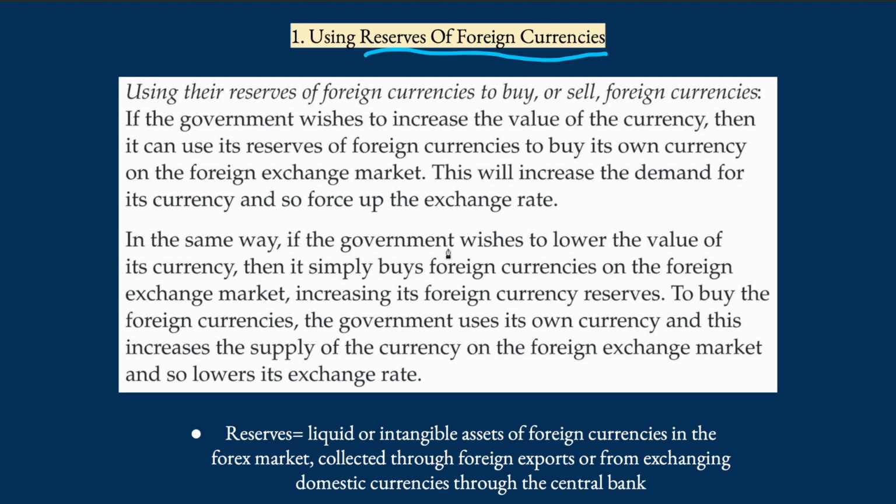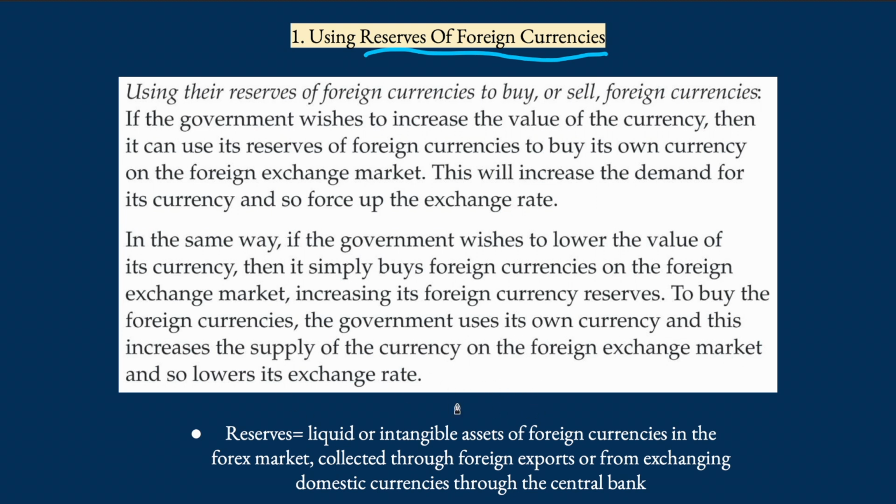And in the same way, if the government wishes to lower the value of its currency, then it simply buys foreign currencies on the foreign exchange market, increasing its foreign currency reserves. To buy the foreign currencies, the government would use its own currency, and this increases the supply of the currency on the Forex market, and so lowers the exchange rate.